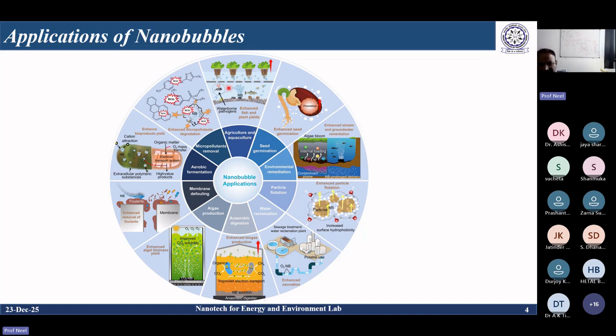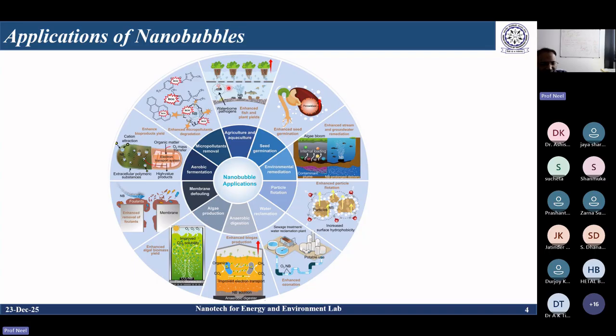Anaerobic digestion is one of the applications where people are trying to digest waste material. If you are using micro aeration, if you are providing nanobubbles, you can digest the organic matter much faster, so degradation of organic matter can be enhanced by electron transport. Nanobubbles provide better transport of the electron, and in this way, one can have better digestion.